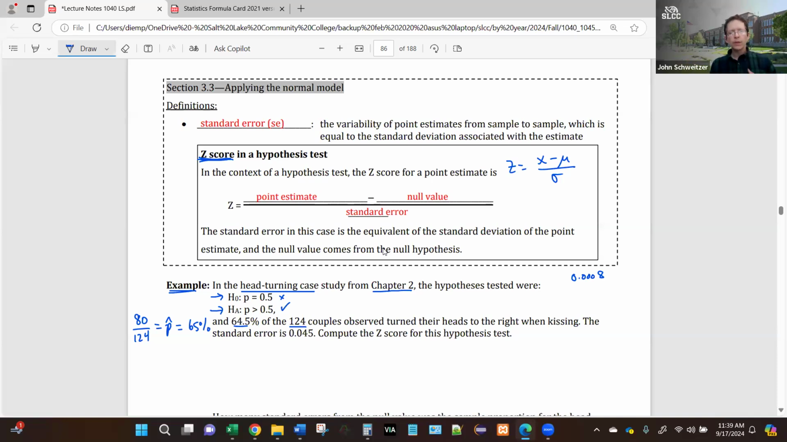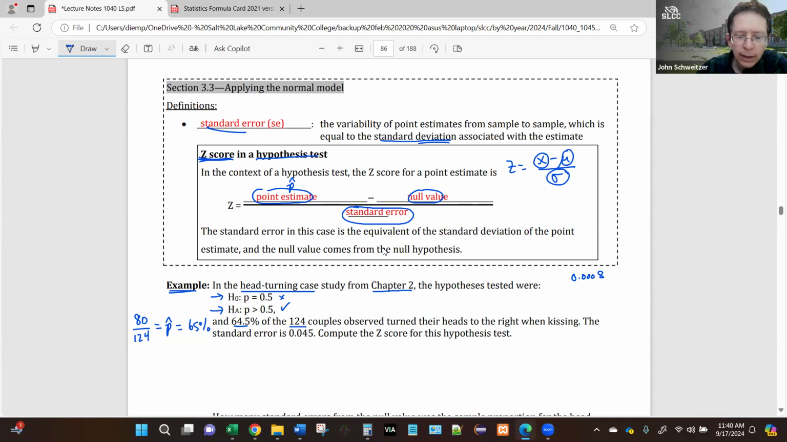So for the z-score in the context of the hypothesis test, for the observed value x, we're going to use our point estimate, p hat. Okay, for mu, we use the null value. So the null value 0.5 in the head turning study. Then for sigma, for the standard deviation, we use the standard deviation for p hat. Why does that say standard error instead of standard deviation? Well, it is a standard deviation. The standard error is a standard deviation, but it's the standard deviation of p hat.